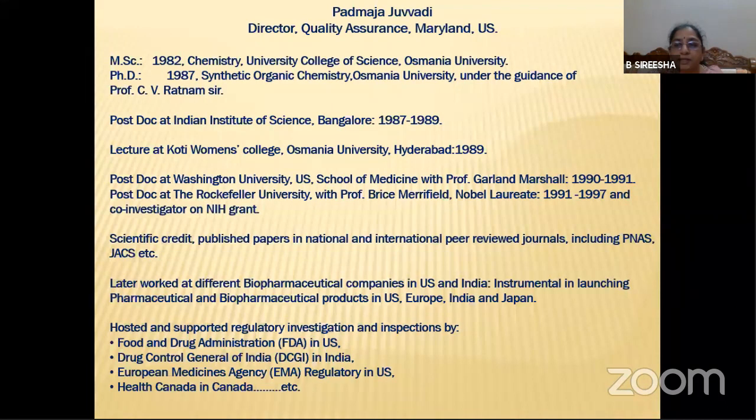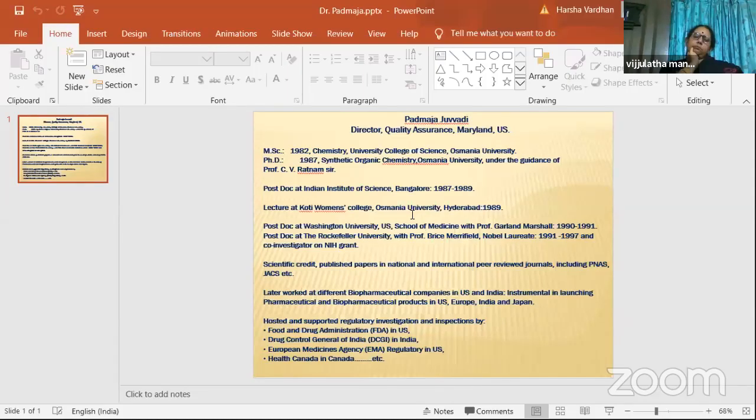Later, she worked at different biopharmaceutical companies and was instrumental in launching pharmaceutical and biopharmaceutical products in the US, Europe, India, and Japan. She has hosted and supported regulatory investigations and inspections by the Food and Drug Administration (FDA) in the US, the Drugs Controller General of India (DCGI) in India, the European Medicines Agency (EMA), and Health Canada in Canada, etc. With this brief introduction, now I invite Madam Padmaja to deliver her lecture. We welcome Padmaja Madam to enlighten us.